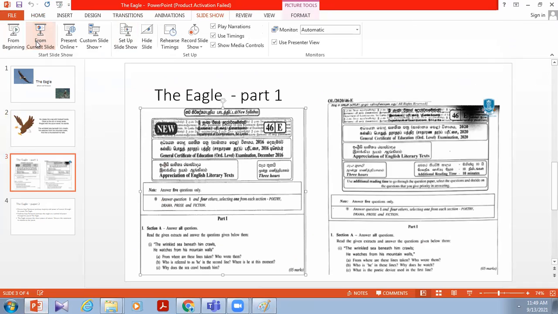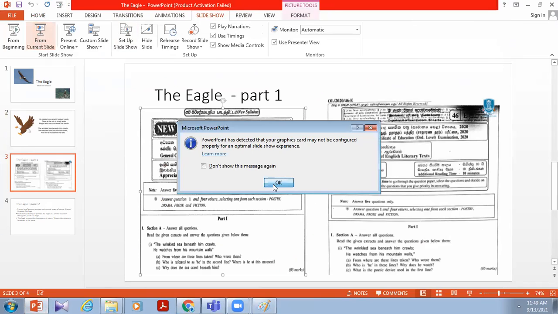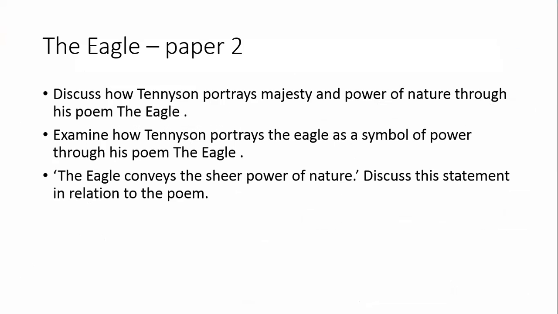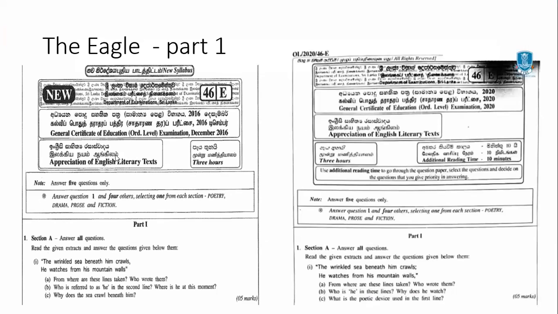So here what I'm going to show you is how the questions are asked on this poem. Now see the same lines. The same lines have been questioned repeatedly. This is 2016 and 2020. See, the same lines have been asked for the first question itself. The wrinkled sea beneath him crawls. He watches from his mountain walls.